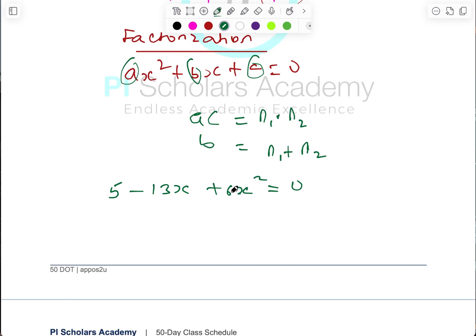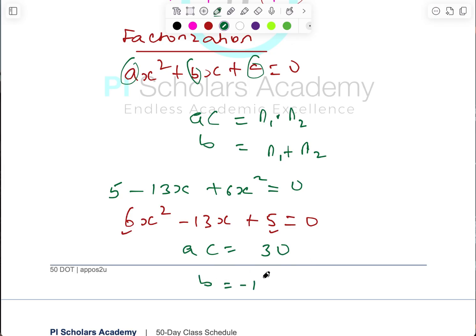So the first thing I want you to take note in this place is that you should rewrite it. Let the x squared term come first. You can actually do it this way, but it's just a lot more convenient that way. So you have 6x squared minus 13x plus 5 equals 0. So in this situation, how do we go about it? So a is 6, c is 5. So therefore, you have your ac is going to be 6 times 5, that's 30. And your b is going to be negative 13. So you're looking for two numbers that when you multiply them, it will give you 30. And when you add them up, it will give you negative 13.